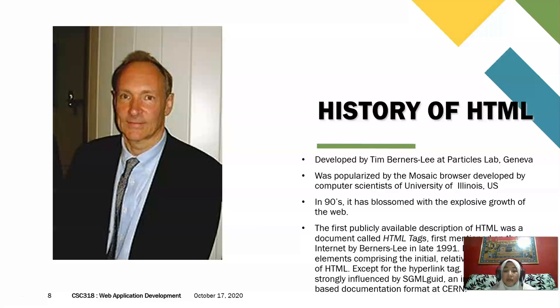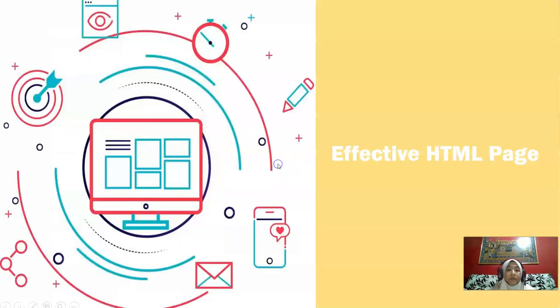In the 1990s, websites were popular during that era. The first publicly available description of HTML was a document called HTML Tags. Last time in HTML website or web design, we had only basic text. We didn't have video elements or animation elements or audio, we just had a text design.